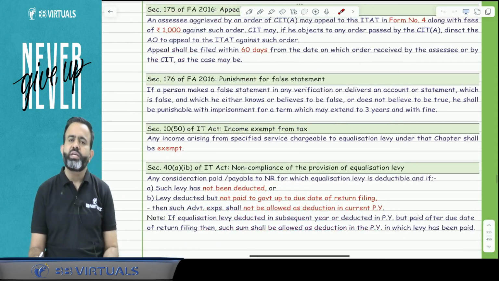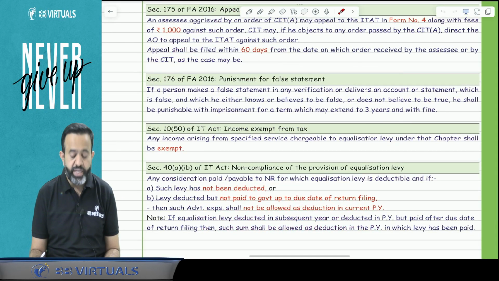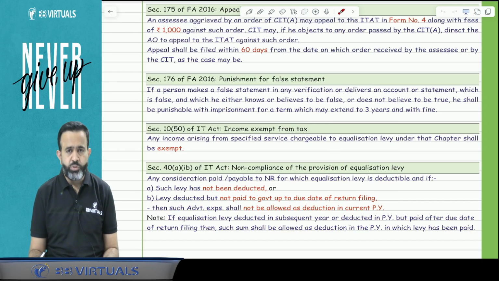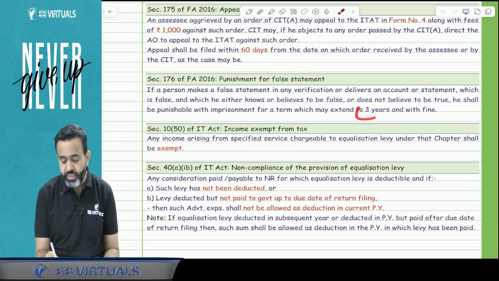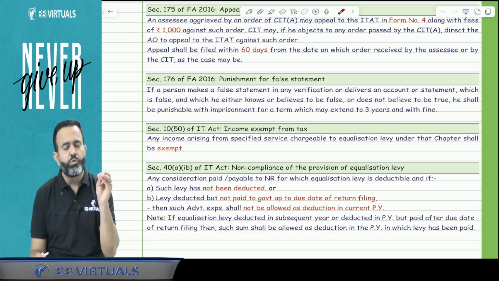Now guys, in the equalization levy, suppose you have submitted any false statement, in this particular case there can be jail up to 3 years, and there may also be a financial fine.